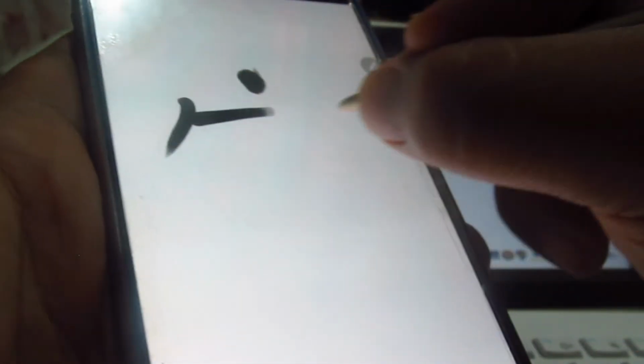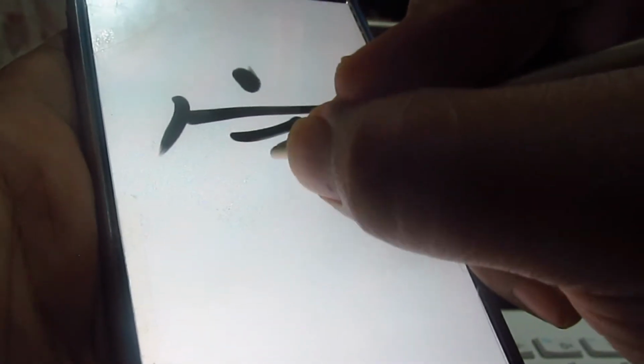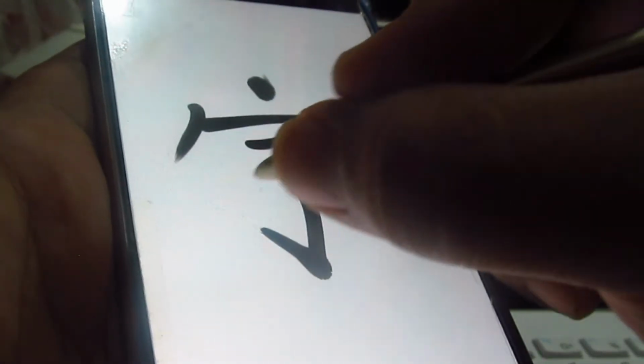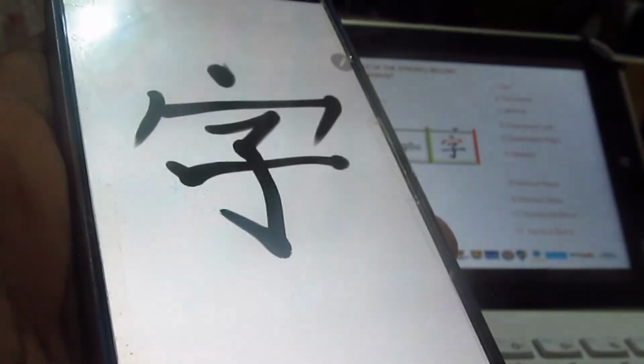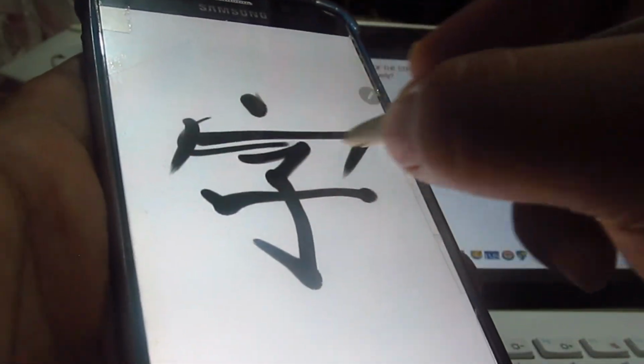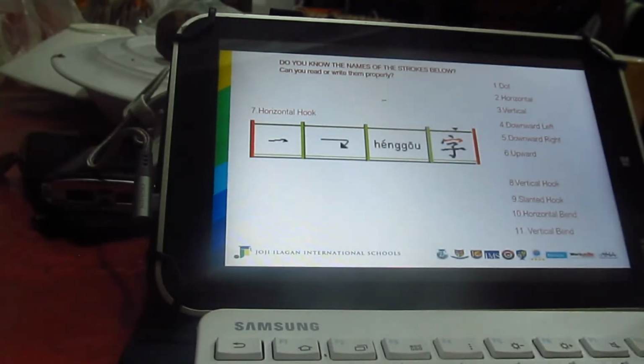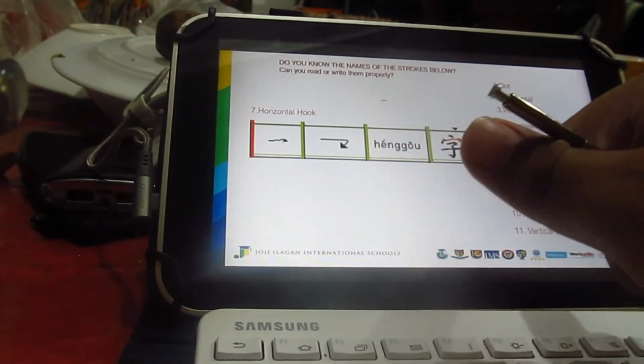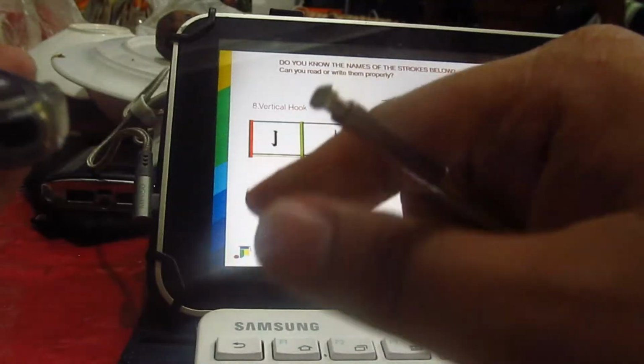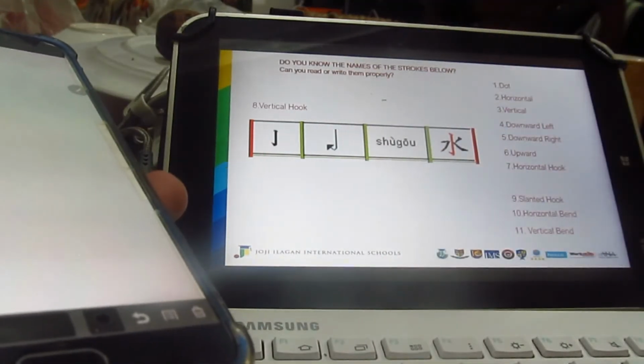Start with the dian, then here, hengkou, then the wan gou, heng. So this one is the hengkou. Okay, so that is the horizontal hook stroke. Let's go to the vertical hook stroke, or shugou.